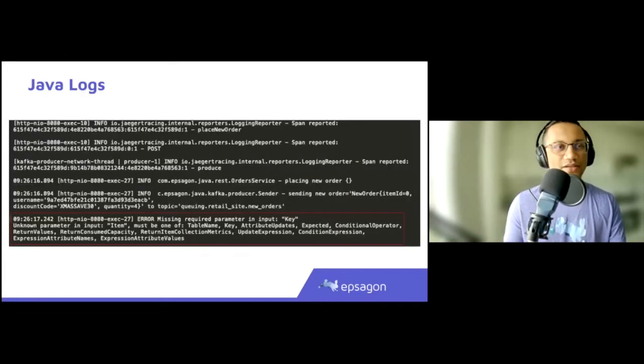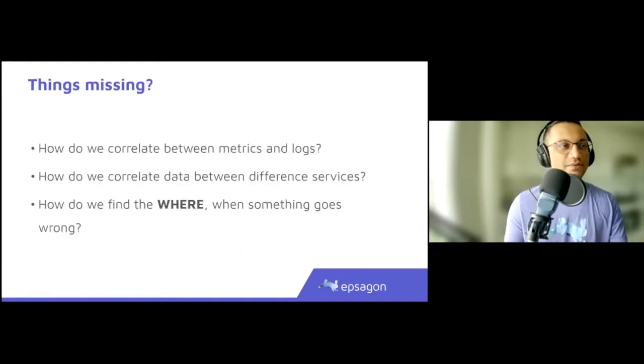So in our use case, if you're lucky and if you spend a lot of time, you'd see that the key is missing in the Java logs, but it's still incomplete. So let's take a pause here and see what are the things that I'm missing. The things that are missing are the correlation between metrics and logs and between different microservices. Most importantly, we need to figure out where something has gone wrong and how can we fix it.